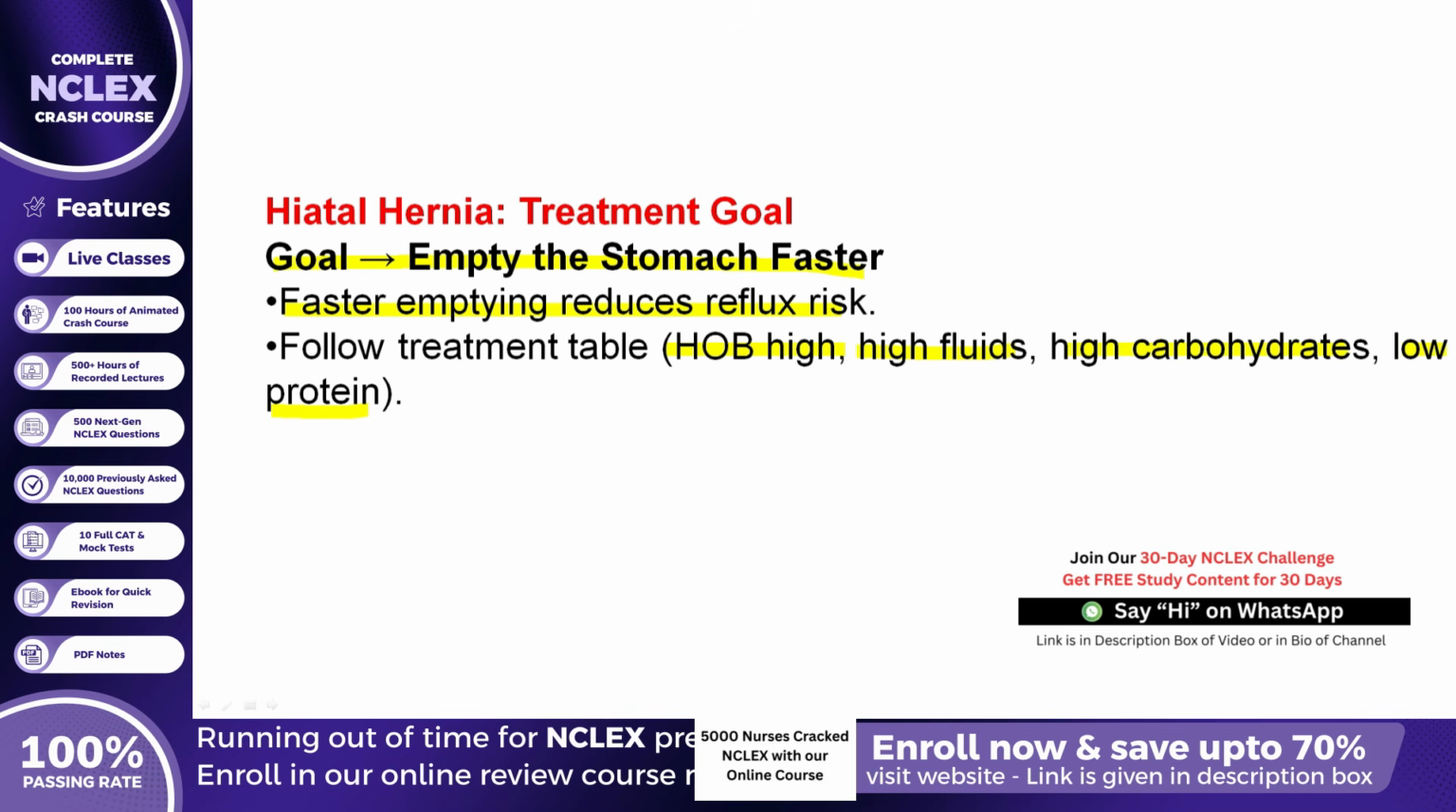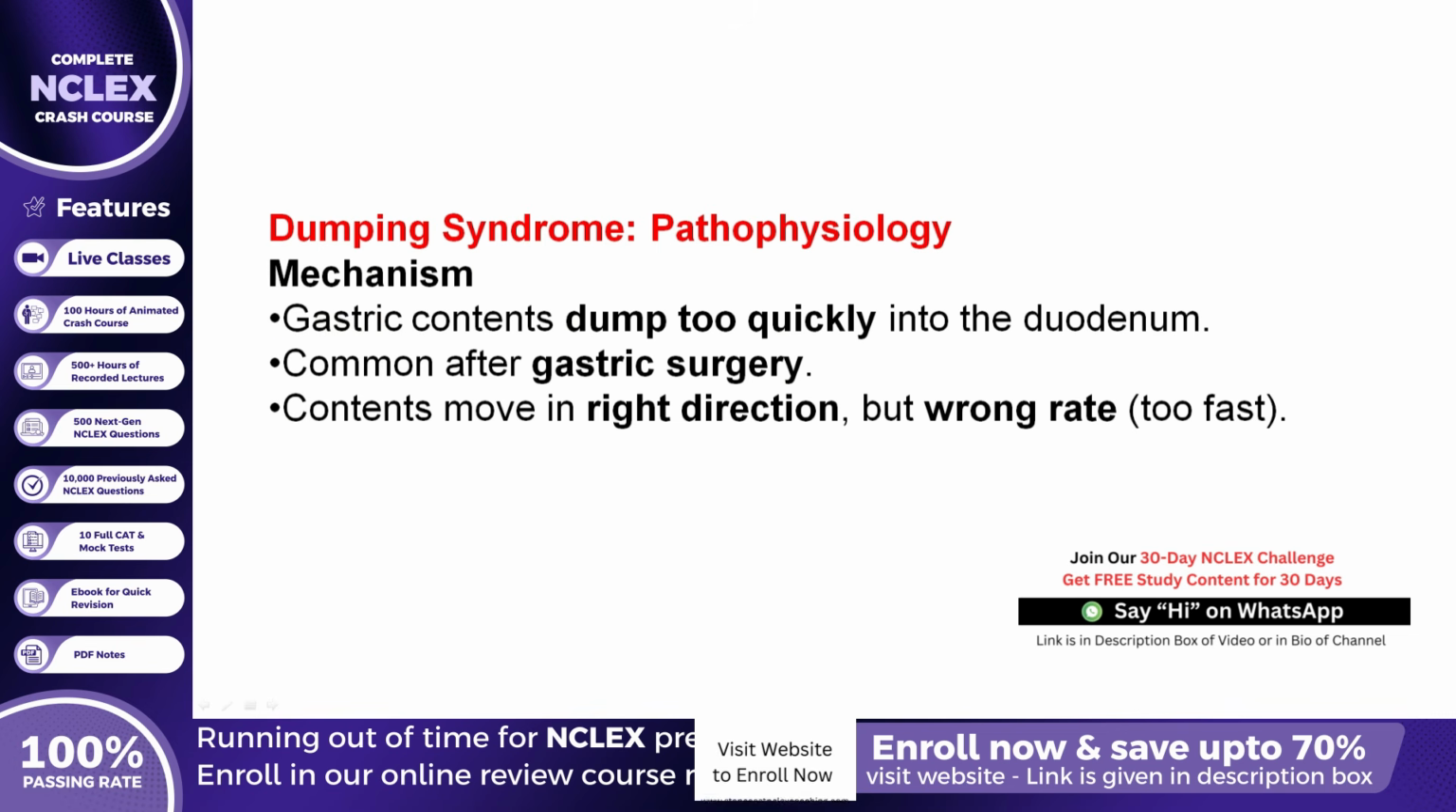Let us begin by understanding the basic mechanism of dumping syndrome. Gastric contents dump too quickly into the duodenum. This usually happens as a common effect after gastric surgery. And to simplify the concept further, the contents are moving in the right direction, but they are moving at the wrong rate because they are moving too fast.